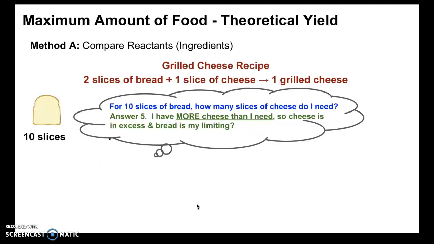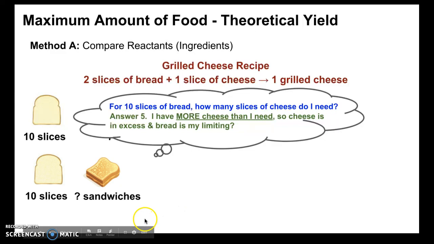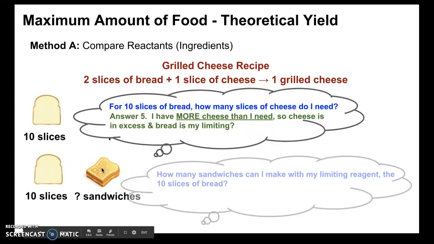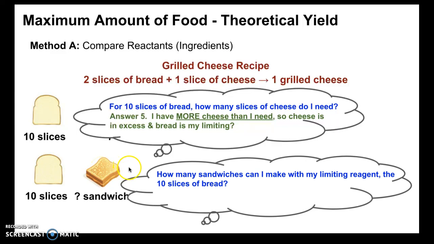Once you know what that is, you're going to use your limiting reactant to figure out how much food or product you can make. So for the 10 slices of bread, we can ask ourselves, how many sandwiches can I make with my limiting reactant, the 10 slices of bread? Okay, so for that, you know from the recipe that you could make 5 grilled cheese sandwiches. So this value, the 5 grilled cheese sandwiches, is the most amount of food you can make, so your theoretical yield.